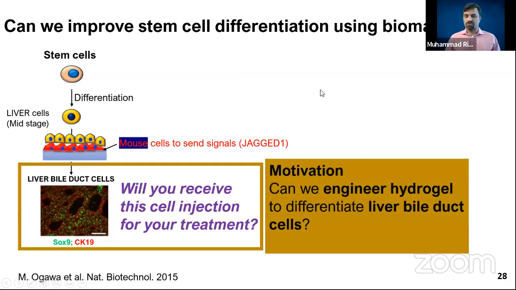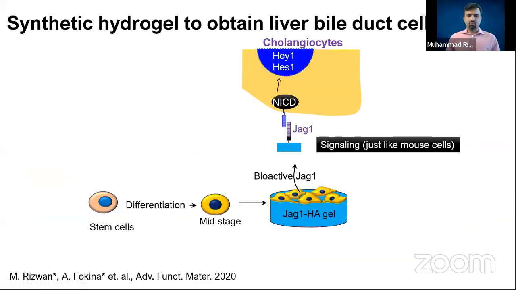So our question was, can we engineer a hydrogel? We are all about engineering biomaterials. As an engineer, our question was, can we engineer a hydrogel that can replace these mouse cells to differentiate or make these liver bile duct cells? With that motivation, there was a lot of chemical engineering and chemistry involved, which I'm skipping, but feel free to ask if you have questions on the chemistry side.